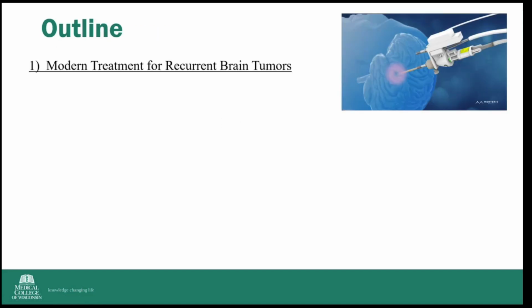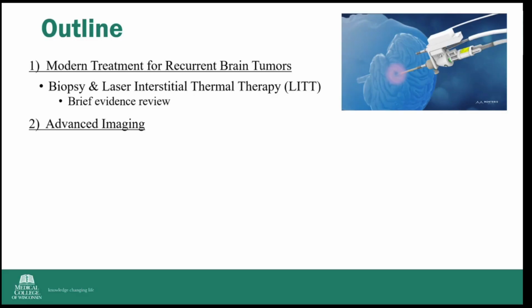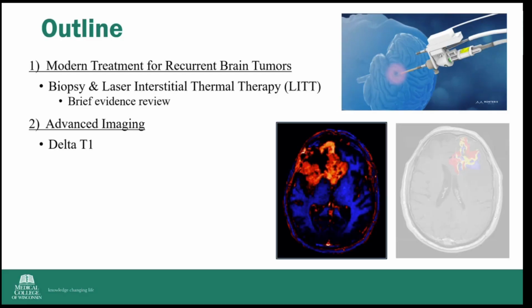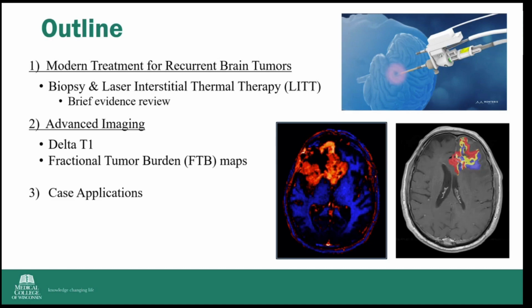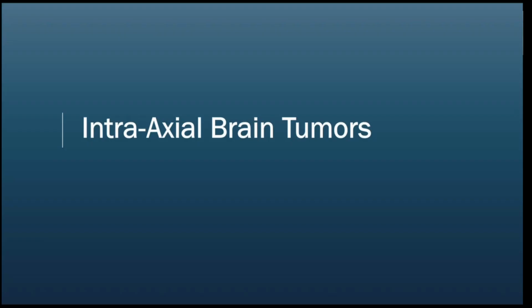So a brief outline of today's talk. I'll start by outlining modern treatment for recurrent brain tumors and some of the newer options that are quickly becoming standard of care, specifically biopsy and laser interstitial thermal therapy. I'll do a very brief evidence review, sort of what the goals of the treatment are and why we're doing it. And then I'm going to segue into the advanced imaging that started to integrate into this workflow, specifically delta T1 and fractional tumor burden maps. I'll show a few case applications and then I'll have time for questions.